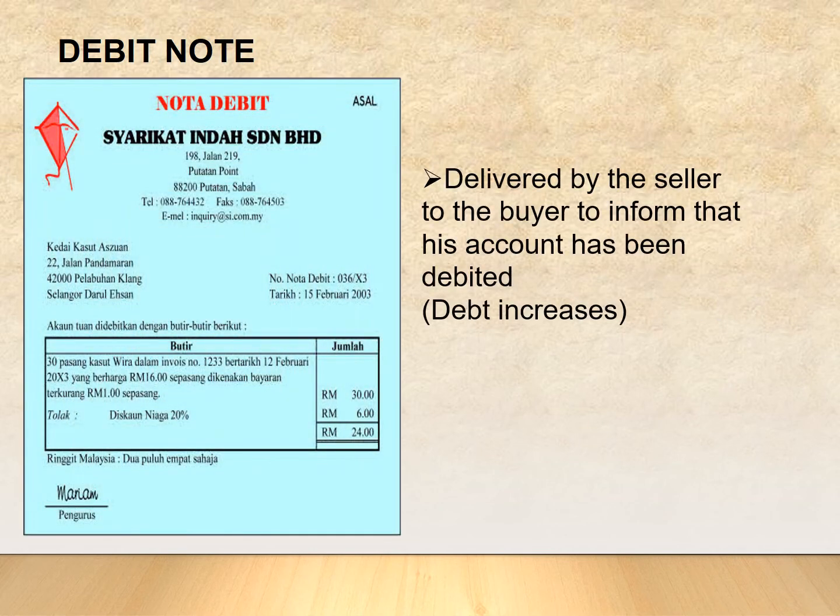Debit note. Delivered by the seller to the buyer to inform that his account has been debited. So, the customer's debt will increase. For example, the price shown is understated by RM1 per pair.